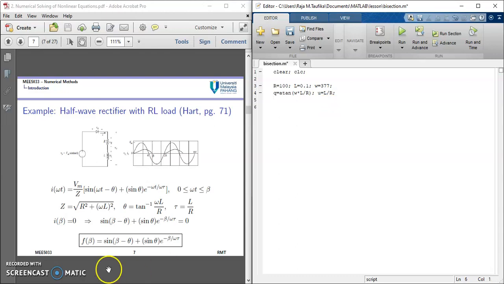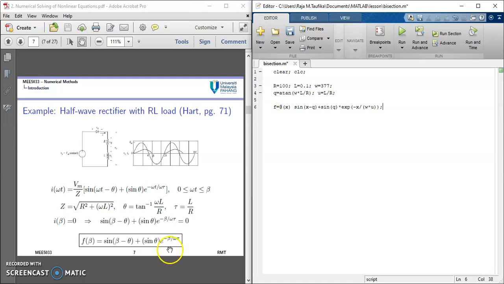And then we can describe the function. F(beta) equals sine(beta minus theta) plus sine theta times exponential power negative beta over omega tau. So beta is the extinction angle. I wish to use another symbol to represent beta, so I use x. So I can describe this function: F(x) equals sine(x minus theta), which is q, plus sine theta, which is q, times exponent power negative beta, which is x, divided by, write a bracket, omega times tau. Tau is u.